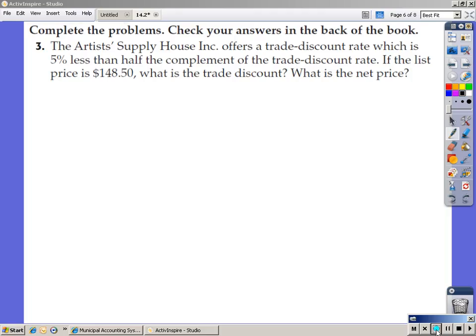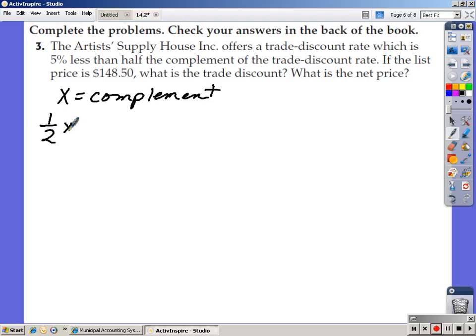All right, so let's take a look at this. We've got to identify our variables. It says the Artist Supply House offers a trade discount rate which is 5% less than half the complement of the trade discount rate. So we're going to let x equal my complement. And now we're going to let 1/2 x minus 5 equal the trade discount.